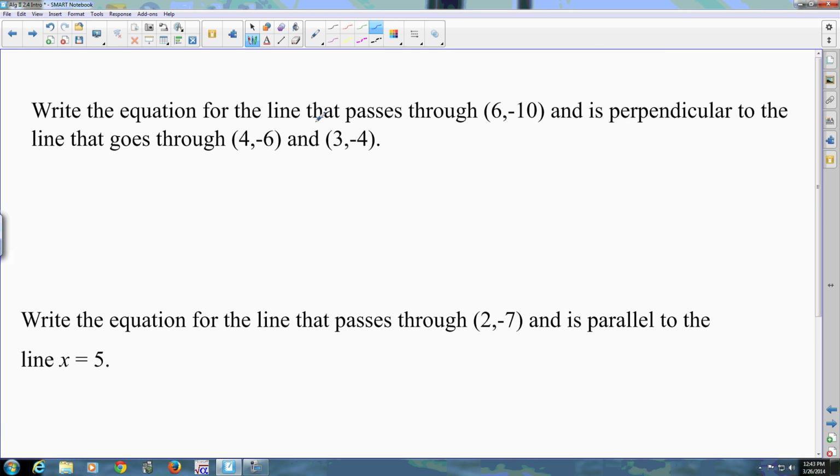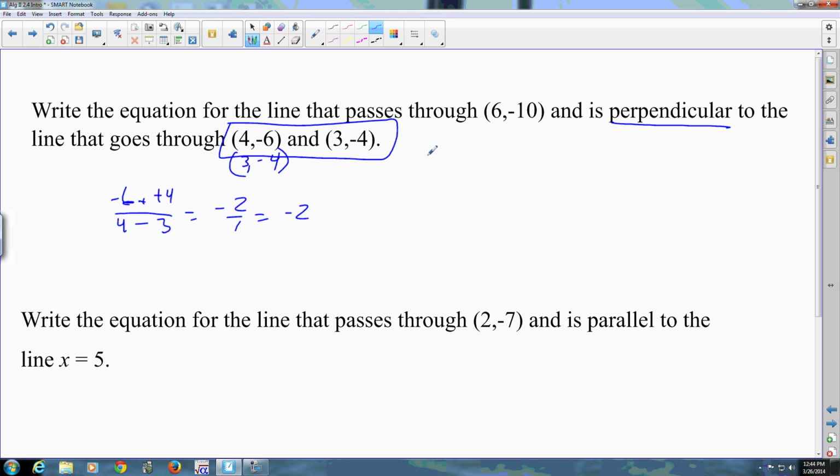So if it looks like this, write an equation for the line that passes through this point and is perpendicular to these 2 points. So I don't make the same mistake I did in the previous one, I'm going to go ahead and write one above the other. I need to find the slope. So -6, -4, and 4, 3, which gives you -2 over 1, so -2 is your slope. That's the slope of the existing line through these 2 points. I want the slope that's perpendicular to it. So the perpendicular slope is going to be the opposite sign and the reciprocal.